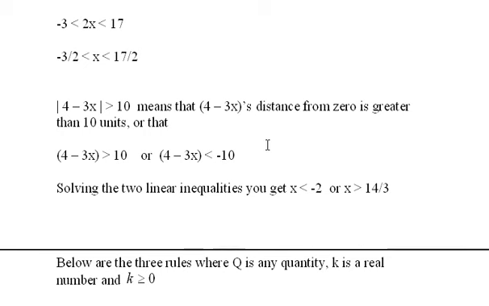With the problem, the absolute value of 4 minus 3x being greater than 10, this means that 4 minus 3x's distance from 0 is greater than 10 units, or that this quantity is greater than 10, or it is less than -10. That's how you become more than 10 units away from 0. Solving the two linear equalities, we get x equals -2 or x equals 14/3.